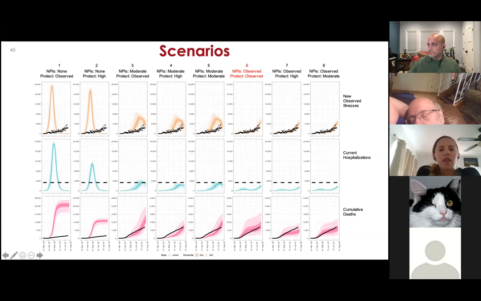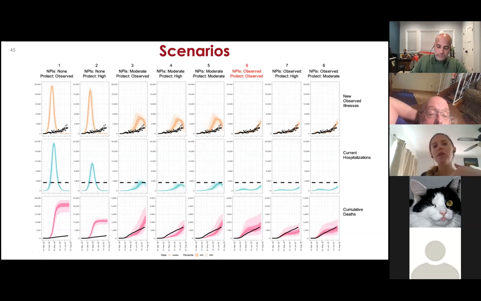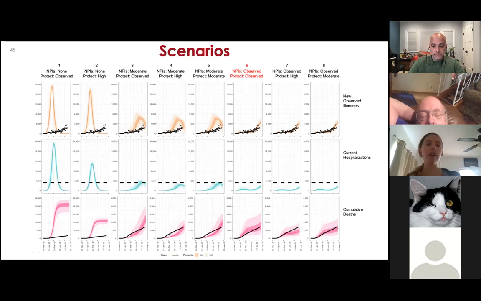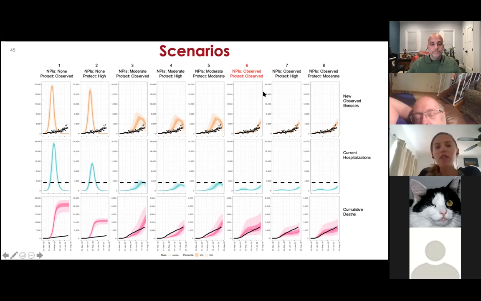So there are a number of scenarios that we look at that are the combination of the different transmission reduction policies, which here in shorthand we're calling non-pharmaceutical intervention related. Those are the transmission reduction scenario policies, and then the protecting individuals of advanced age policies are the protect policies. And so column 6 is what we actually observed in LA County.